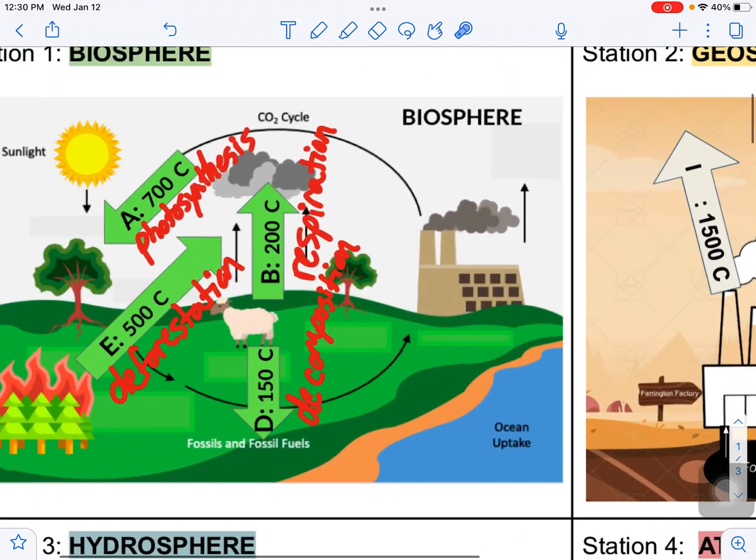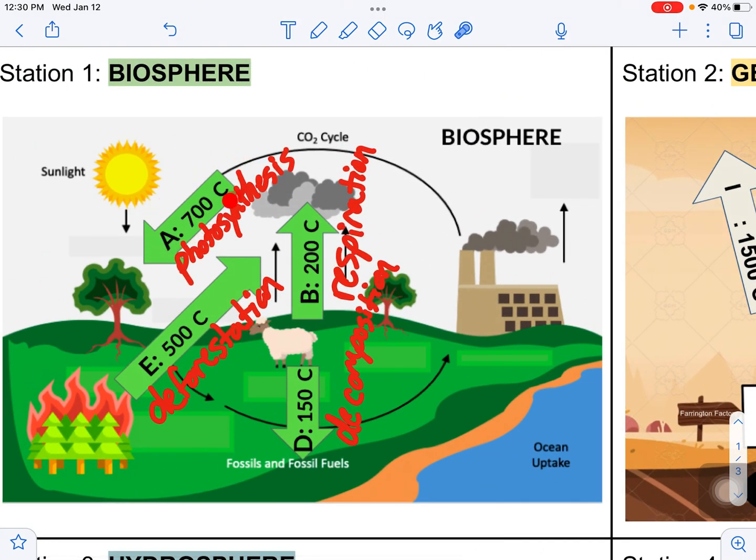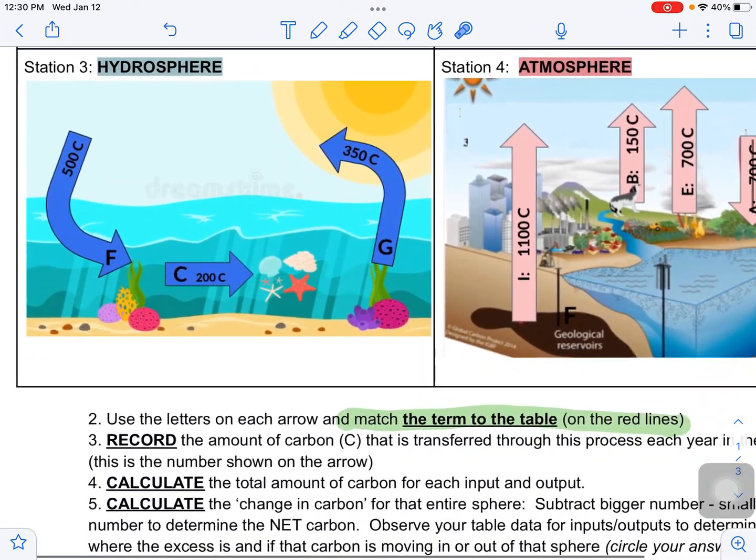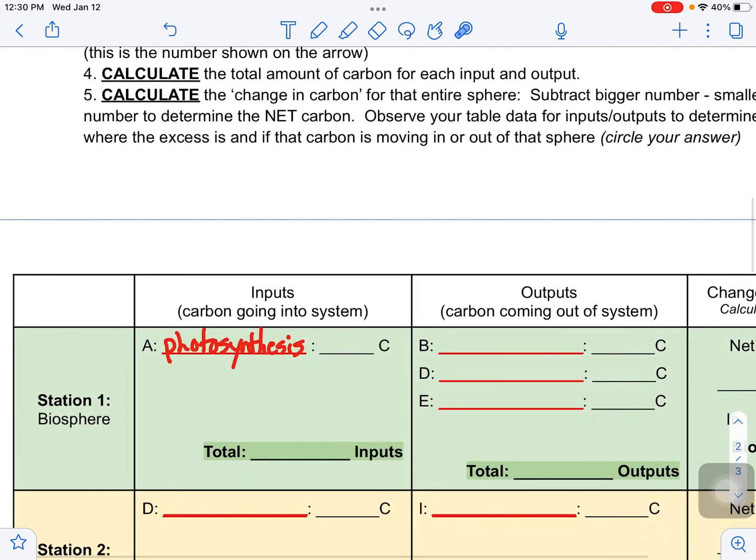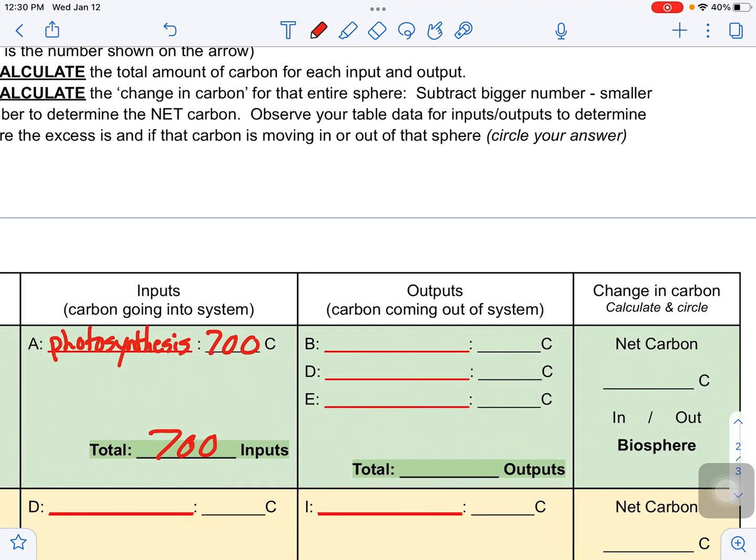I'm going to look at my picture. It looks like 700 carbon. Okay, 700. So the total amount of inputs, I'm just going to add them up, and there's only one, so that makes it nice and easy, it is 700 units of carbon.